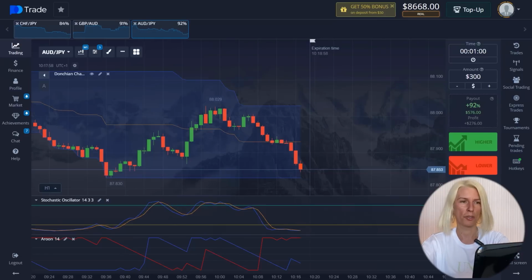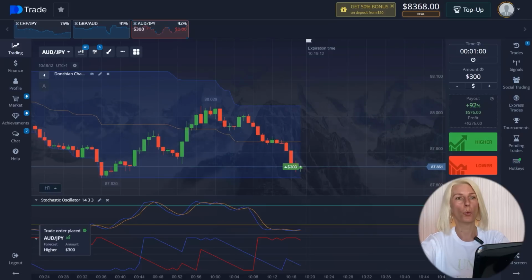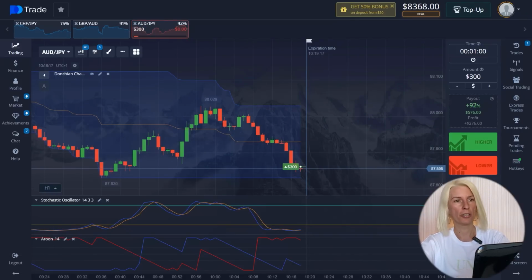But we also need to trade and earn money. So for this, I'm looking for a suitable entry point into the trade. As you can see, the price is approaching the lower limit of the Donchian. And I opened an up trade for 1 minute with $300. On the one hand, the indicator signals did not change. The stochastic lines were still in the oversold zone, and the red Aroon line moved over the blue one. This is the first point.